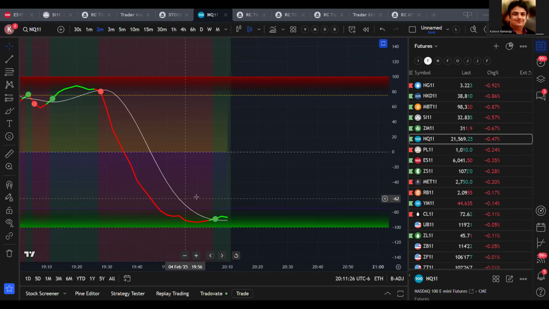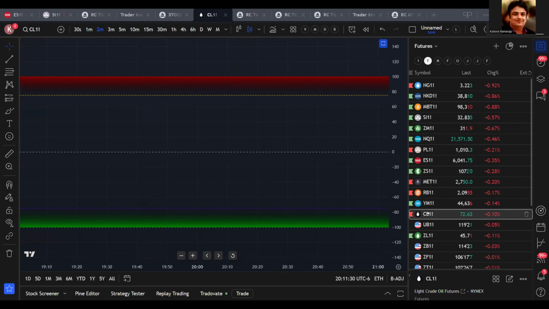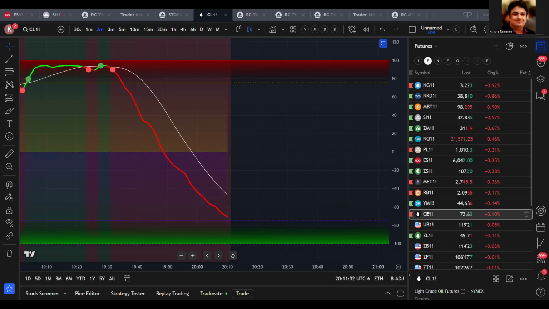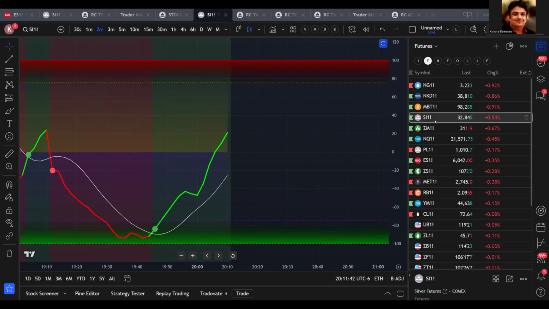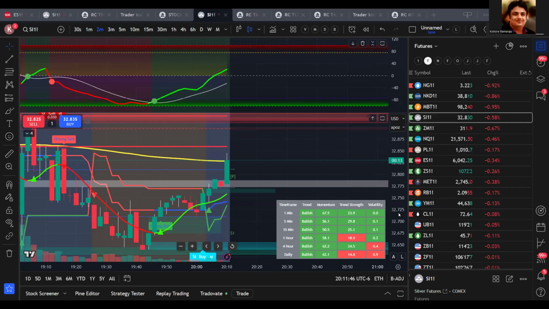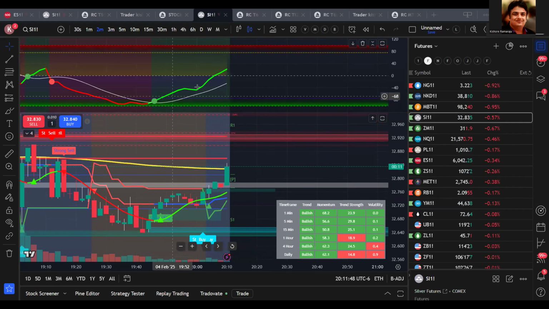So like this, when you watch, you can understand which one is looking good. We can take trades on that. Crude oil came nearly close to the bottom. In a few minutes, it will start moving up. Generally, we'll focus mainly on metals. Okay, silver is looking good. If you see silver, this trend is good. Momentum is good.